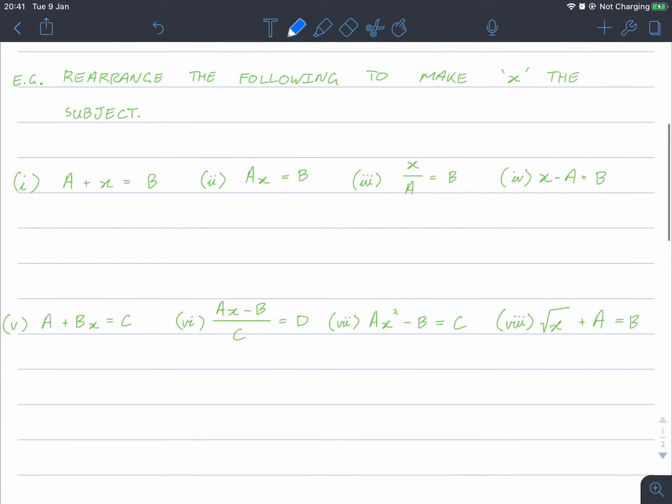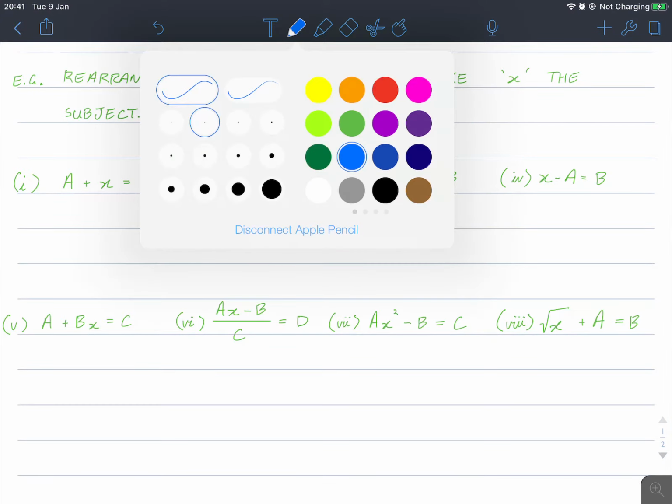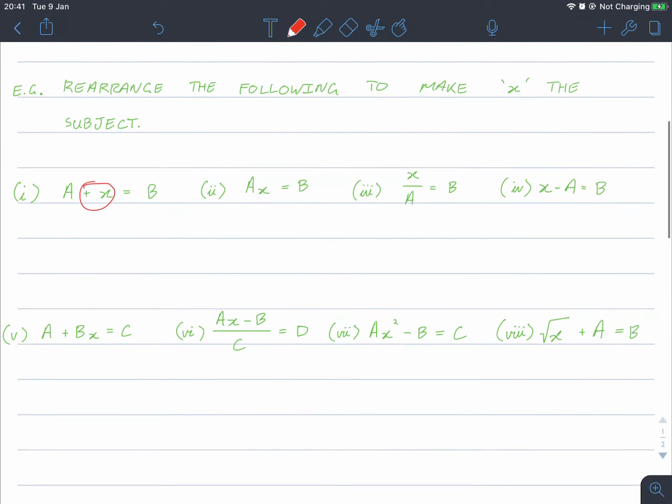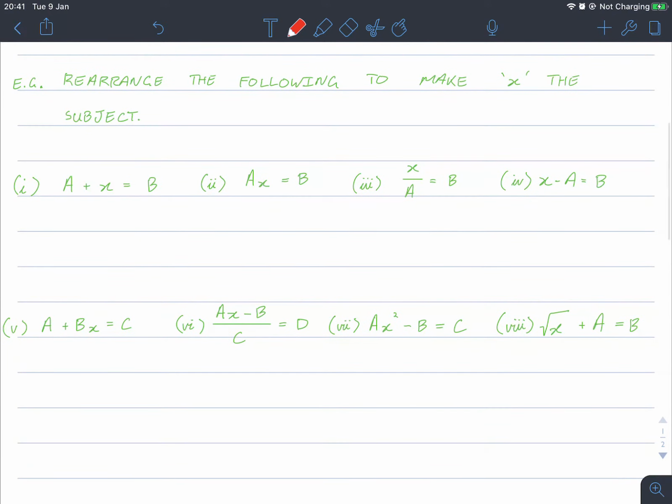So let's rearrange the following to make X the subject. How we do this is the letter or the pronumeral that we are going to focus on, we're going to treat that as the only letter, and every other pronumeral we'll treat as if they were numbers. Another way you can think of it is we're going to solve this equation where this is the only letter that exists and everything else is a number.